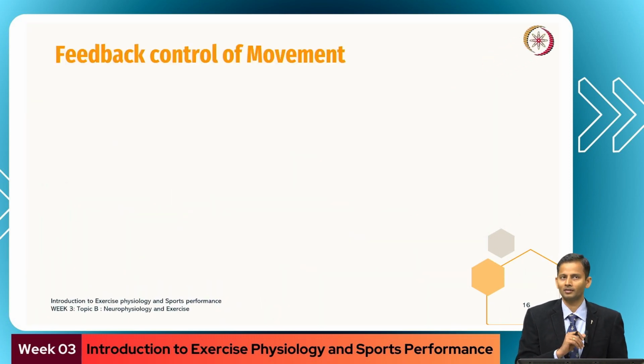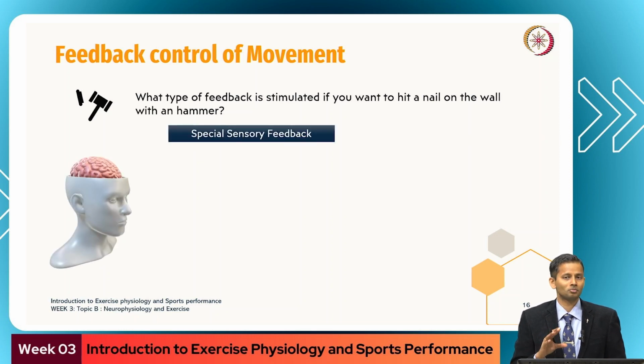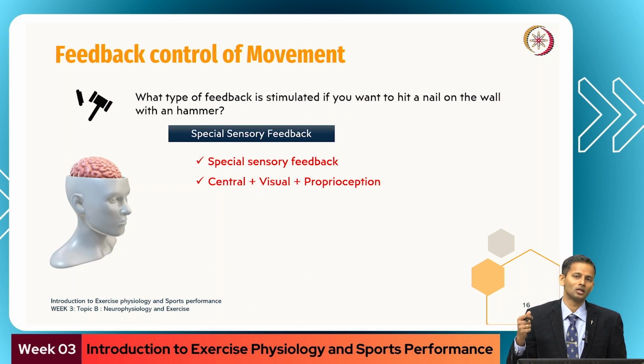So that's about the central feedback. So what type of feedback is stimulated if you want to hit a nail on the wall using a hammer? This is more of a special sensory feedback. Here a peculiar type of feedback, where you use your central as well as your visual input as well as your proprioception. So you will have to position yourself in such a way that you correctly hit the head of the nail. Otherwise you may injure your fingers, right?